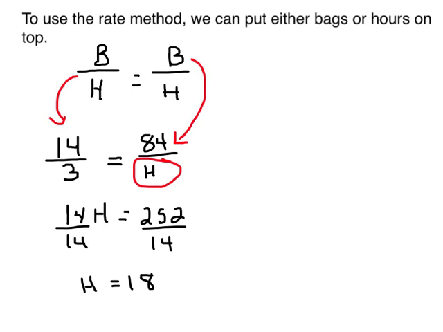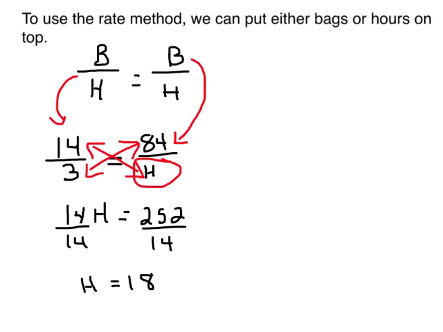Now this one, you know that you work as a cross multiplication, and when you do that you get 14H is equal to 3 times 84, which is 252. You divide both sides by 14, and again you get 18 for the number of hours. So two ways of working it, and when you do both you can check your answer. So let's go on to the practice.